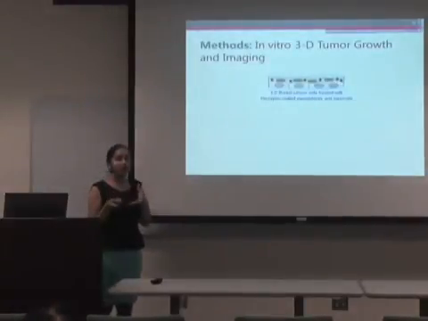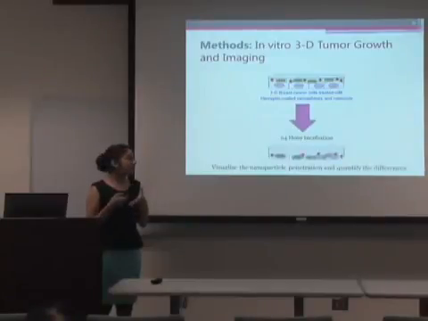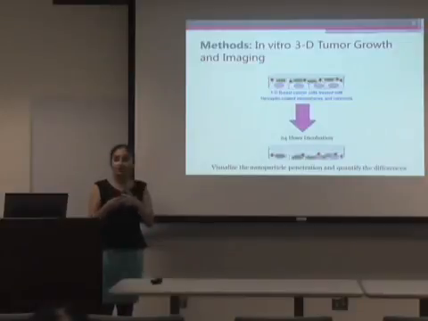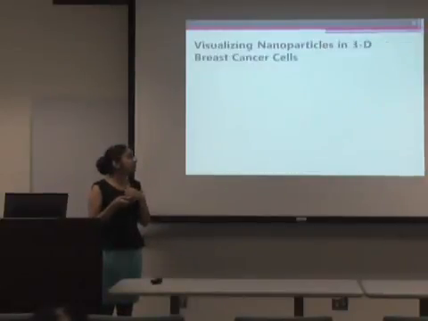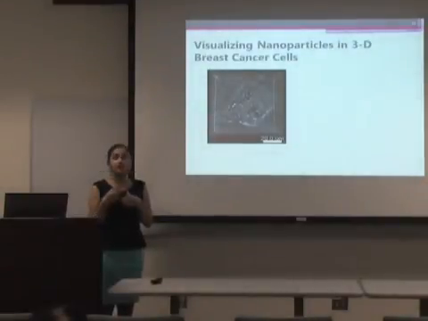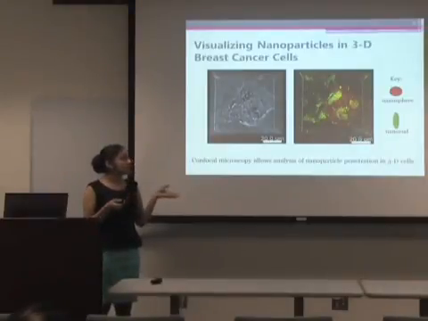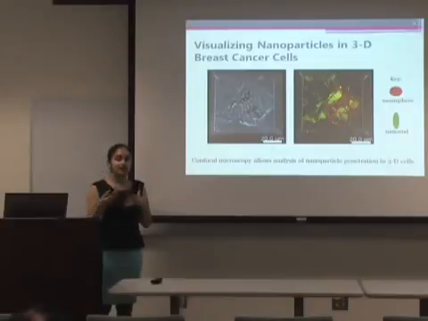Once we have the nanoparticles coated with Herceptin, we put them on top of our 3D breast cancer cells, allow them to incubate for a day, and then the next day we see, using confocal microscopy, how far these nanoparticles have penetrated into the 3D breast cancer cells. Here is an image of a cluster of 3D breast cancer cells, and here's the image of the nanoparticles that are inside this cluster. The red represents the nanospheres and the green represents the nanorods.